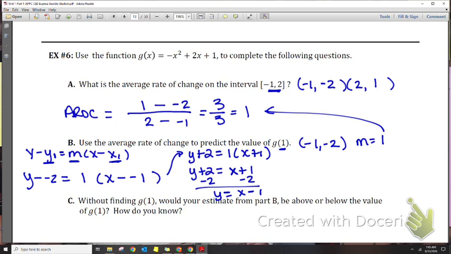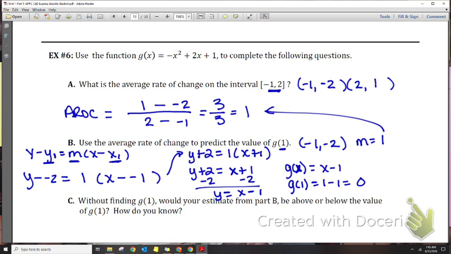Now, if I'm looking for a g of 1, I'm just going to plug that into that equation. So I know that g of x then will be x minus 1. And so g of 1 is 1 minus 1, which is 0. So predicting the value of g of 1, we believe it's going to be 0.